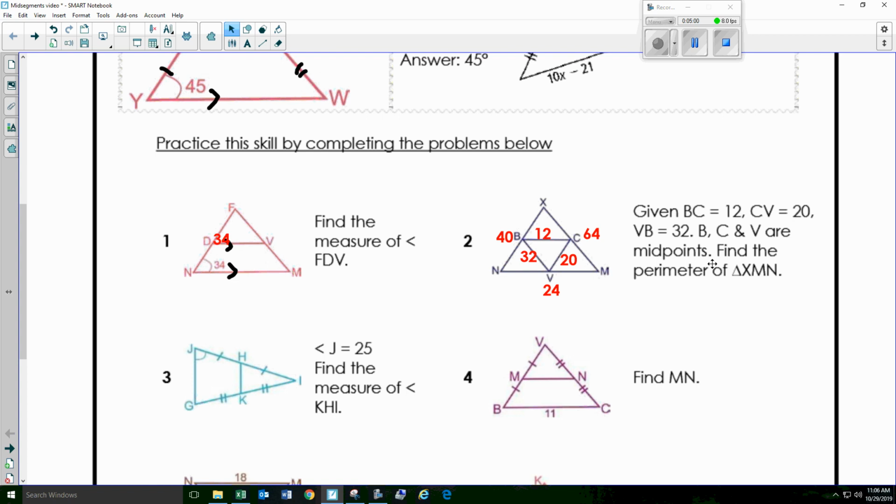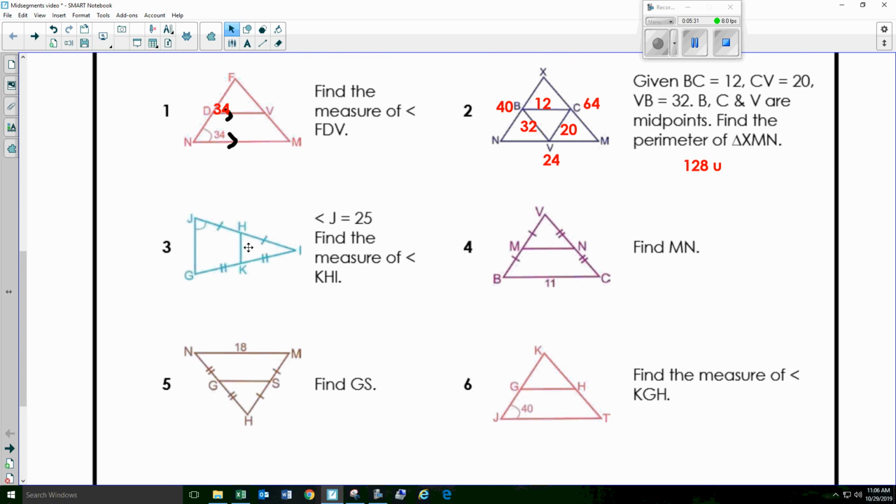Now it says find the perimeter of triangle XMN. So now I know these three lengths, I can add them up. This exact type of problem has been on the DCAS. I just give you different numbers, so make sure you know this. So 64 plus 40 is 104, plus 24 is 128, my perimeter. And then it'll give me units, so I'll just use the letter U for units. If it was centimeters, it'd be centimeters, meters, meters, etc.